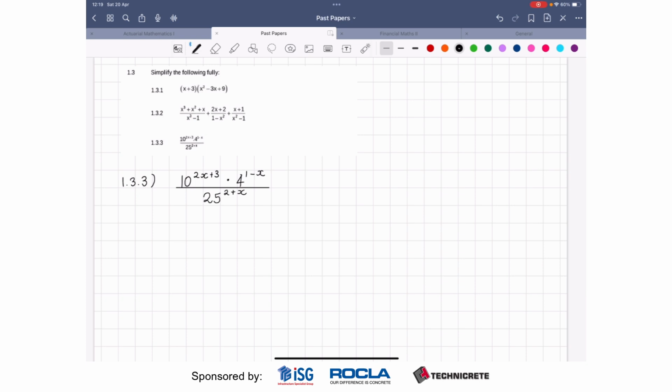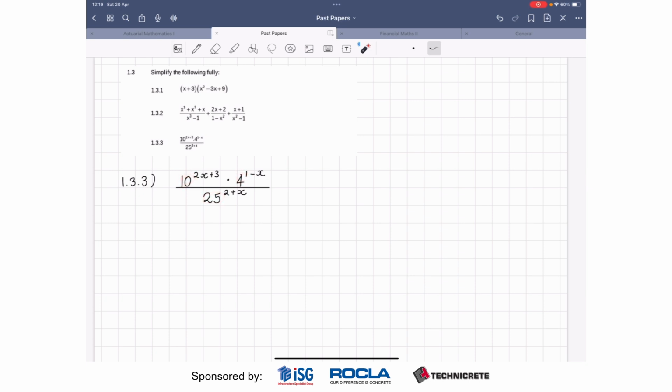Okay, so the first thing that I notice is all of my bases are different. So for this one, I've got base 10, for this one, I've got base 4, and for this one, I've got base 25. And if I want to use my exponent laws, I know that I probably want my bases to be the same. And when the bases are the same and things are being multiplied and divided, then I can just add and subtract the exponents. So I want to make all of my bases look the same.